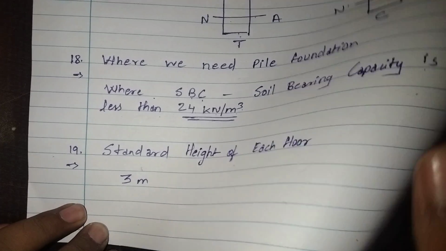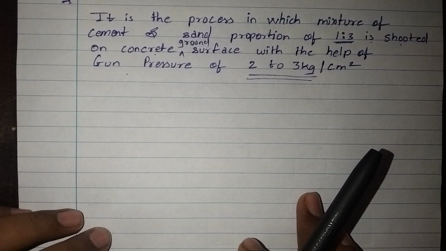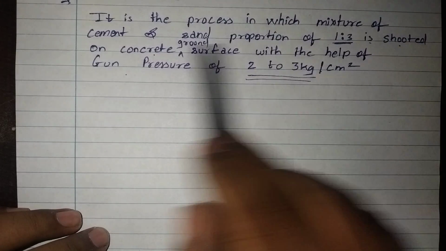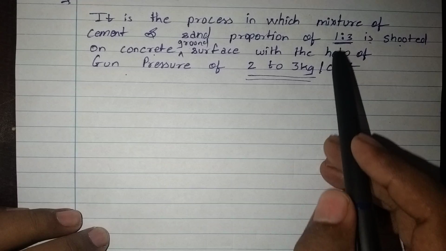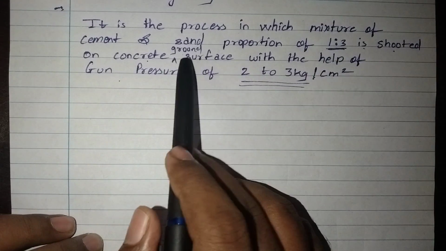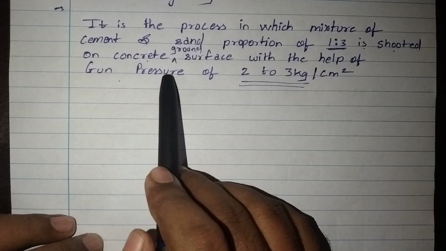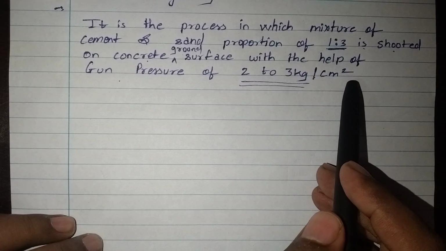Okay. And the last question of this video, what is gunniting? Gunniting is the process in which a mixture of cement and sand in the proportion of 1:3 is shot on the surface with the help of a gun at a pressure of 2 to 3 kg per centimeter square. Okay.